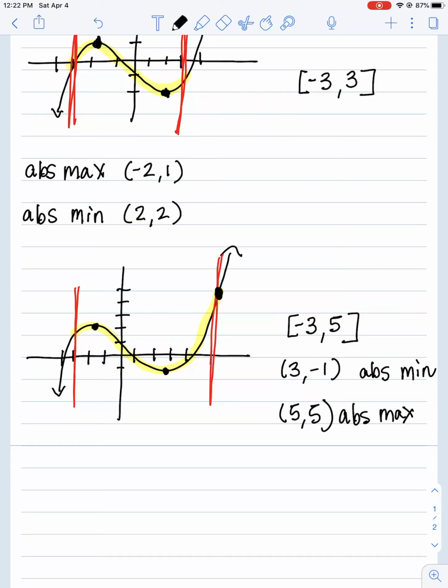Max-min principle number 1 says that your absolute min or your absolute max might happen at critical values because, again, guys, critical values from back in section 3.1 we learned is where maxes and mins typically happen. So it can happen at critical values or it can happen at endpoints. If I look at an example, I'm actually pulling this example from the PowerPoint.